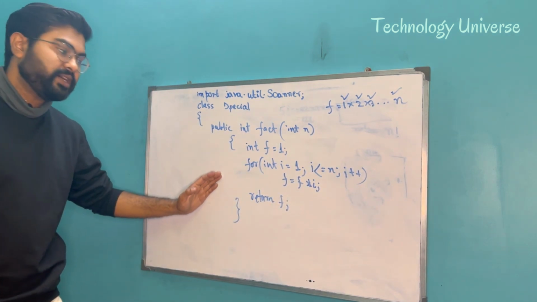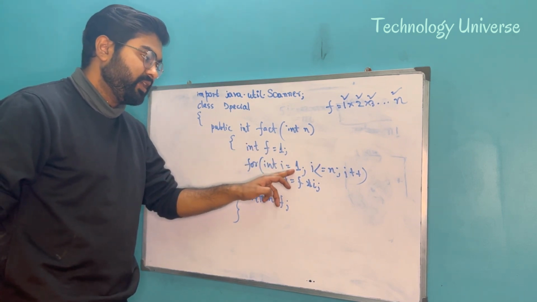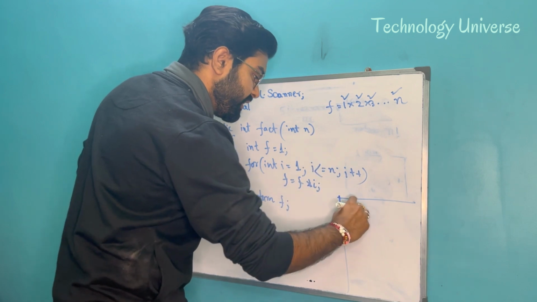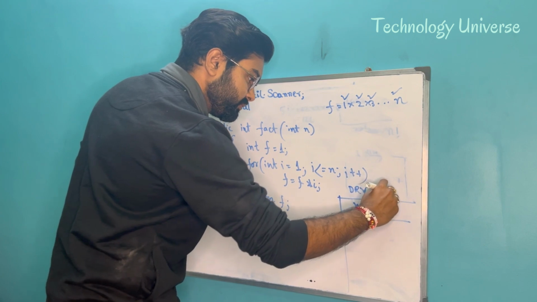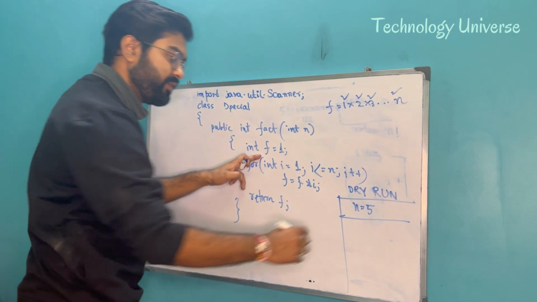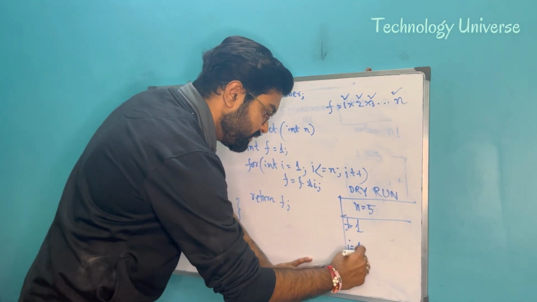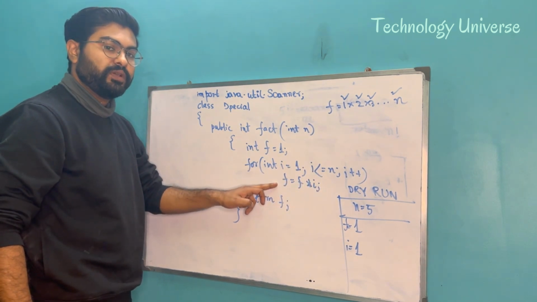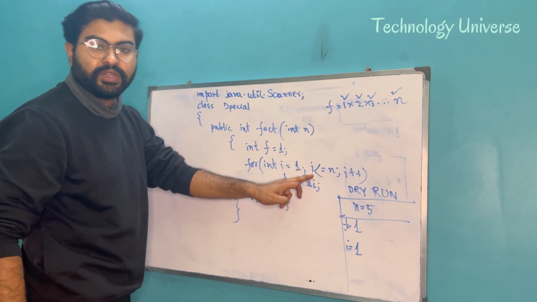So what does this logic do? It initializes f with 1, and then we run the loop from i equals 1 up to that number. For example, say the input n is 5. Let's check the dry run. If n is equal to 5, the first time the program executes, the value of f is 1 and i is 1, starting with 1. The next task is checking the condition: 1 is smaller than or equal to 5, yes, so it enters the loop. Till the condition is true, the loop body executes. Once the loop condition is false, the loop will not execute.